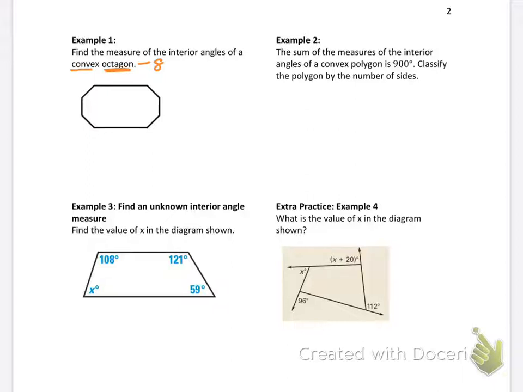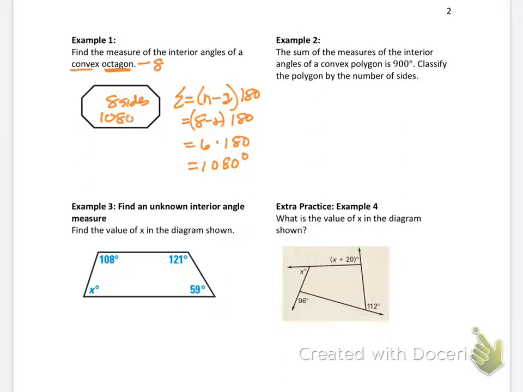Okay, so if I have 8 sides, and I want to know the number of angles that they sum to inside, the sum is always going to be n minus 2 times 180. So this is going to be 8 minus 2 times 180, which is 6 times 180, which gives me a total of 1,080 degrees.